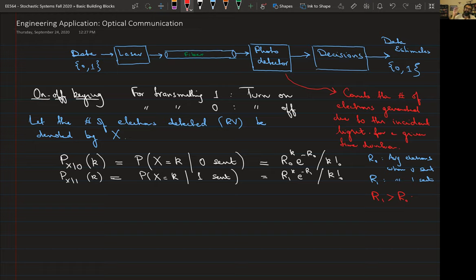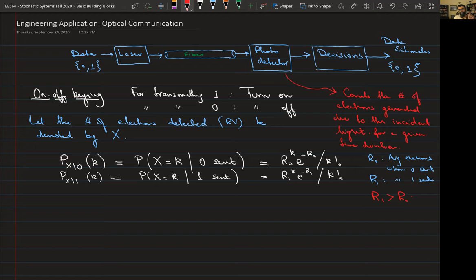So in other words, I would come up with some threshold, right? And I'm going to say, this is the threshold. If the number of electrons is below this threshold, my best guess would be a zero. Otherwise, it would be a one. Okay? That's what my intuition tells me. But how do you choose a threshold? Right? That's one of the problems.